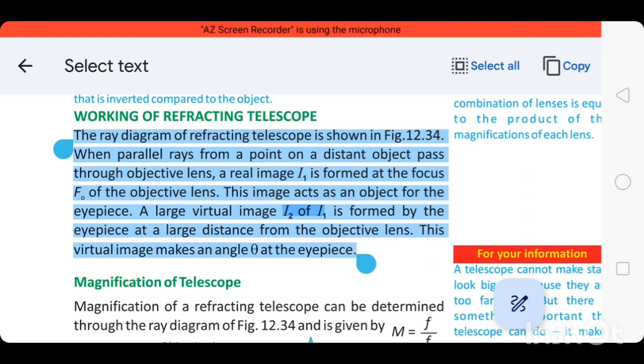When the parallel rays from a point on a distant object pass through the objective lens, a real image I1 is formed at the focus Fo of the objective lens. This image acts as an object for the eyepiece. A large virtual image I2 of I1 is formed by the eyepiece at a large distance from the objective lens. This virtual image makes an angle theta at the eyepiece. These lines will be written under the third heading, which is working of refracting telescope. You also have to draw the ray diagram under this heading.